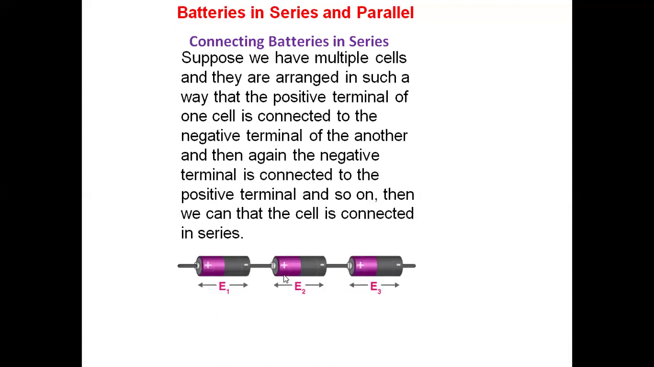Here, three cells are shown, each has EMF E1, E2, and E3. These EMFs can be different or they may be the same. Suppose the cells have the same EMF, identical cells, and each cell is of 1.5 volt, then the total EMF here will be E1 plus E2 plus E3, that is 1.5 plus 1.5 plus 1.5. The answer will be 4.5. So we can connect as many cells as we need to increase the EMF of the battery.